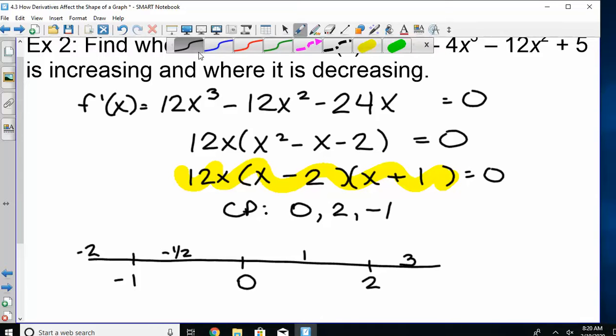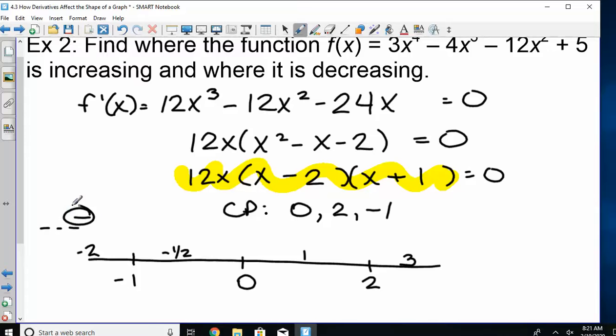If you put in -2, 12 times -2 would be a negative number. -2 minus 2 is negative. -2 plus 1 is negative. If you multiply 3 negatives, you get a negative. If I put in -1/2, 12 times -1/2 is negative. -1/2 minus 2 is negative. -1/2 plus 1 is positive. So negative times a positive.